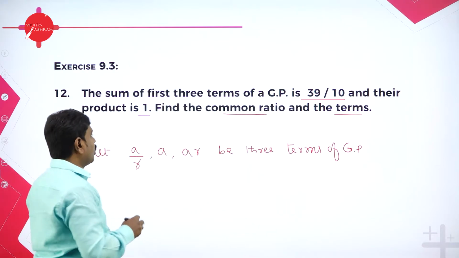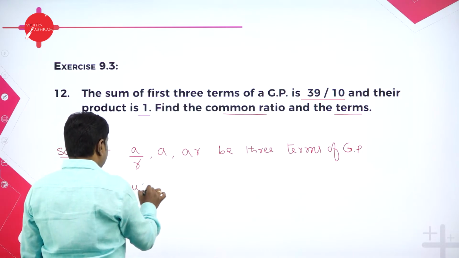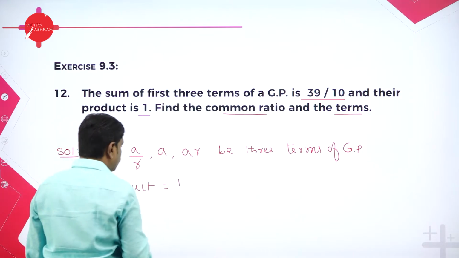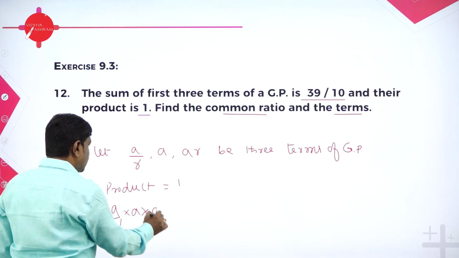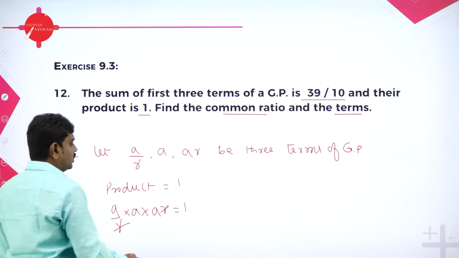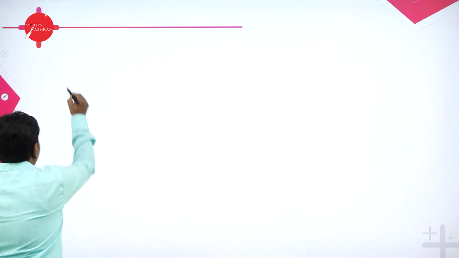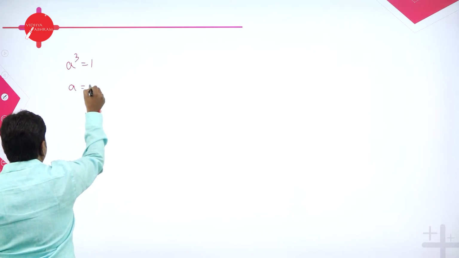So they give sum also, they give product also. First you take the product. Product of the terms is equal to 1, they told. What is meant by product? a by r into a into ar is 1. Now you can cancel r and r. So when you cancel r and r, you will have a into a cube... a cube is equal to 1, which means a is 1.